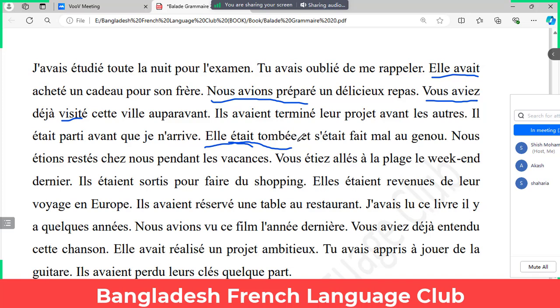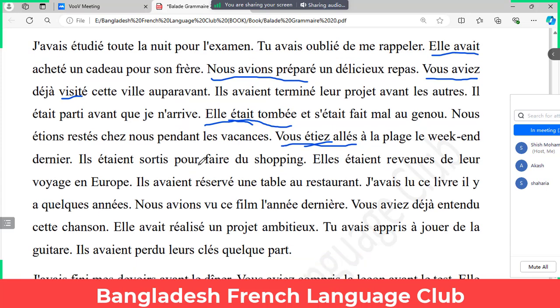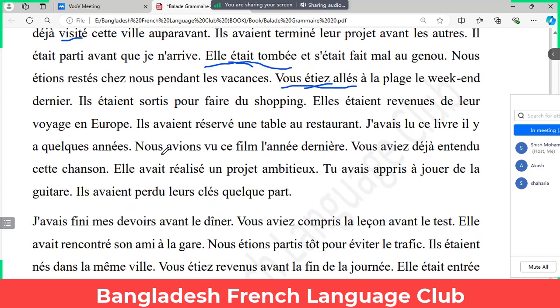Okay, then. Vous étiez allé. Allé means to go. So this is another movement verb, right? That is why it is with être. So vous étiez allé means you had gone. Then this one. Ils avaient réservé. Ils avaient réservé means they had reserved, right? Réservé.